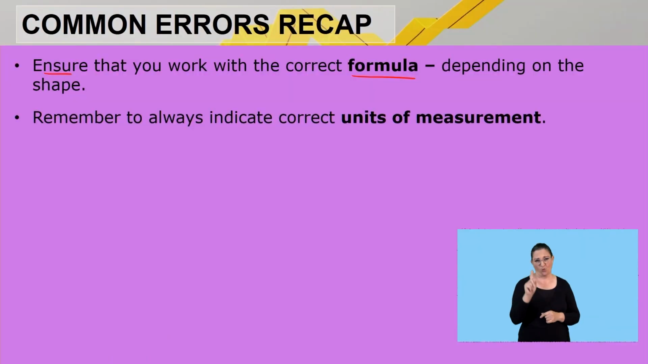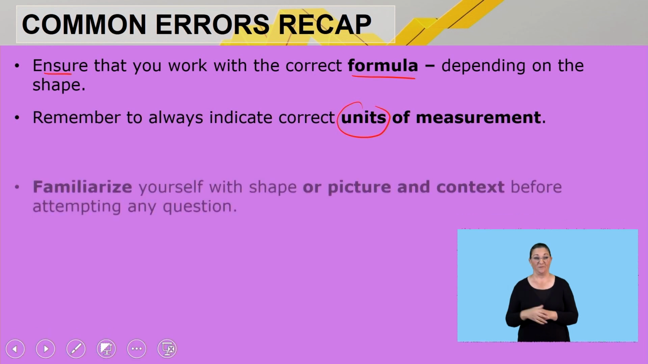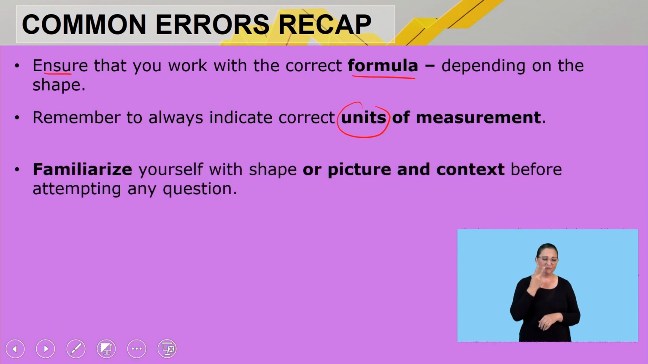Then remember to always indicate the correct units of measurement. As I've indicated just now, remember perimeter, one-dimensional, therefore stays millimeters, centimeters, meters. On the other end, we have area, that's two-dimensional, right? Therefore, it's squared meters, squared centimeters, and so forth. Then with volume, it's three-dimensional, therefore the units for volume, whether it's liquid or solid, will be cubic. Are we fine?